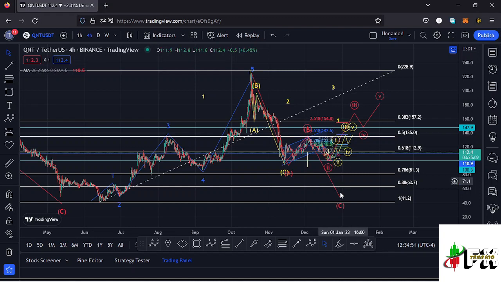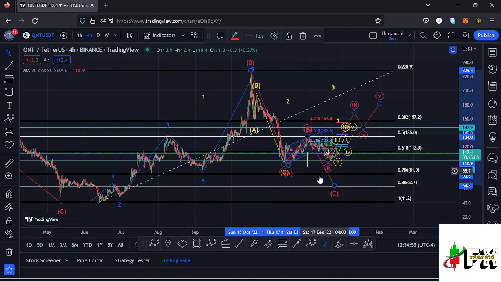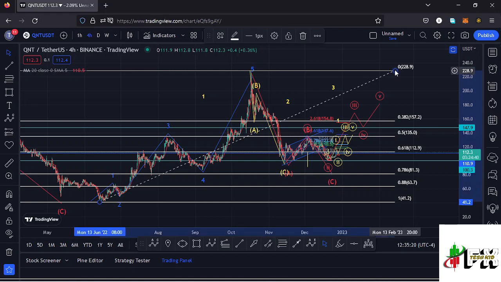And in case we continue pushing even lower in the formation of this wave C, that is this ABC corrective structure right here in red, we need to continue holding above the fib level 0.78, which perfectly lies at around the $81.3 mark. We need to continue holding above that key area on the Fibonacci for us to say that we have not put a challenge on this Elliott wave structure that I have right here on the Quant chart. So let's be patient and see how that plays out.